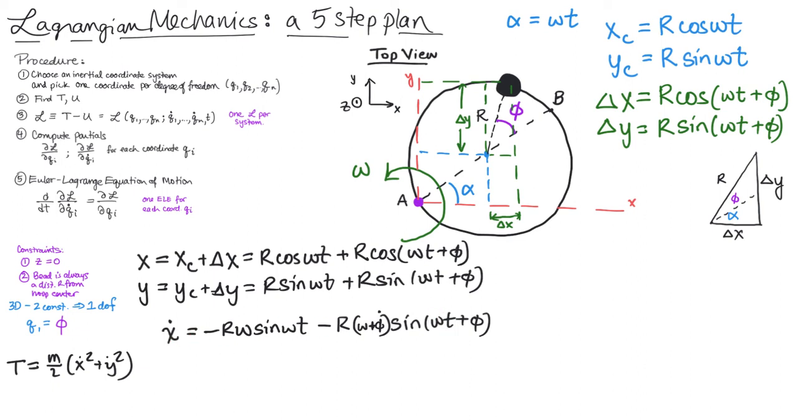Okay, and you can do the same thing with the y term, and you're going to get plus r omega cosine omega t, and then a plus r times omega plus phi dot times cosine. Then you're going to square them, and you can see you're going to get some reductions: sine squareds plus cosine squareds, and then some cross terms as well. Those cross terms will not cancel, but you'll get an angle addition formula, a cosine of a plus b trig identity. So it simplifies quite a bit.